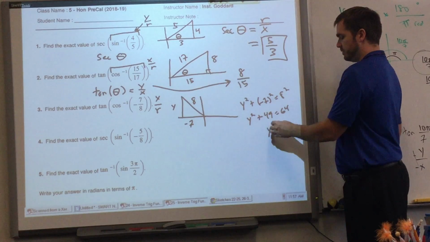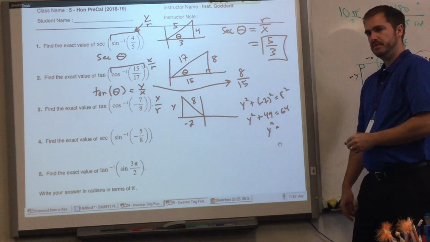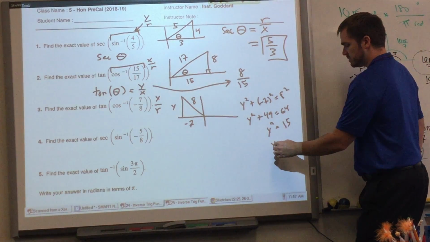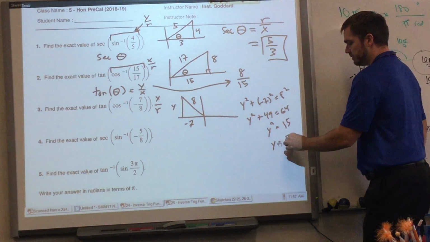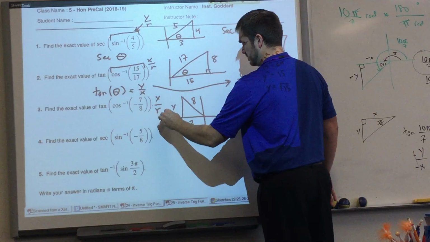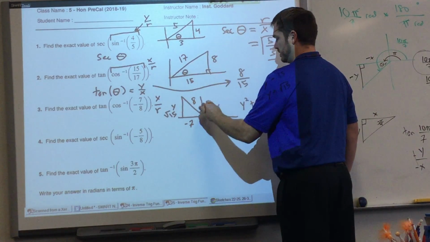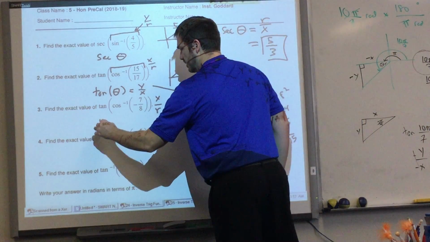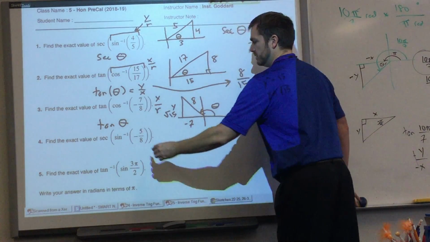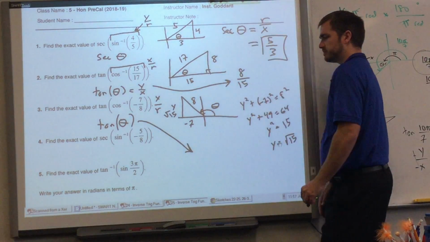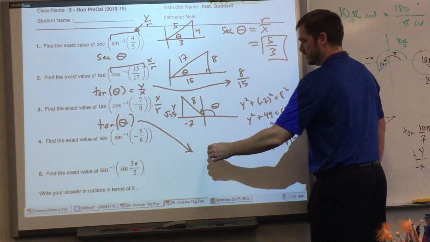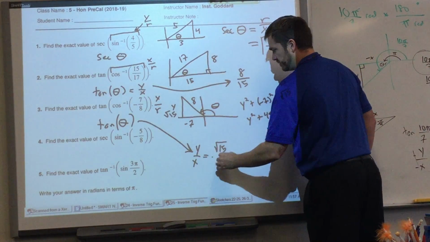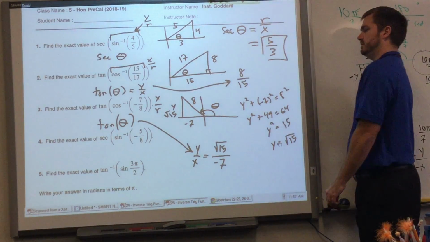Someone tell me, what is 64 minus 49? 15, so y squared is 15. Ooh, that's not a perfect square, but that's okay. So y equals the square root of 15. So there's theta. I don't necessarily need to know what theta is. They just want me to know what is the tangent of theta. And we know that tangent is the y value over the x value. So in this problem, that's square root of 15 over -7.